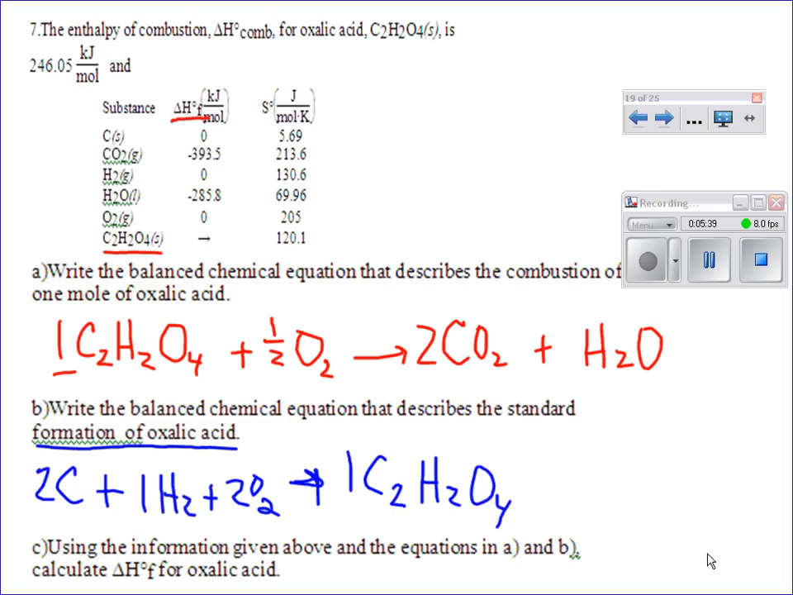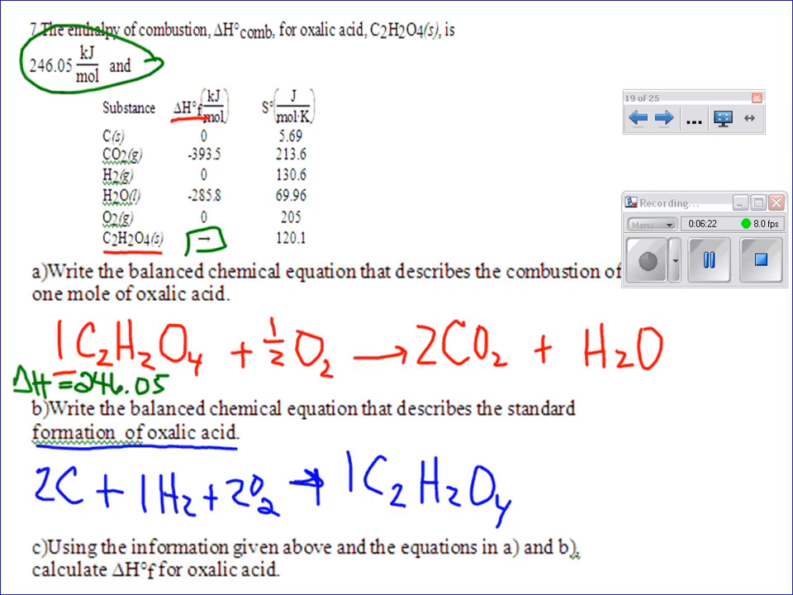Using the information given above in equations A and B, calculate the delta H of formation of oxalic acid. We don't necessarily need to use both equations, but do y'all have any ideas? Look what they gave us up here. That's going to be really helpful because we're looking for this. What is that, 246.05? Where does that belong? It says heat of combustion. So which one does that go with? A. This is the delta H for A.